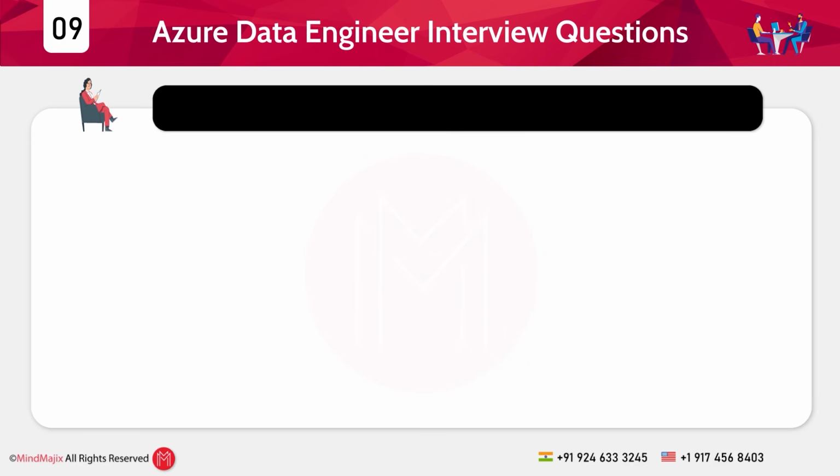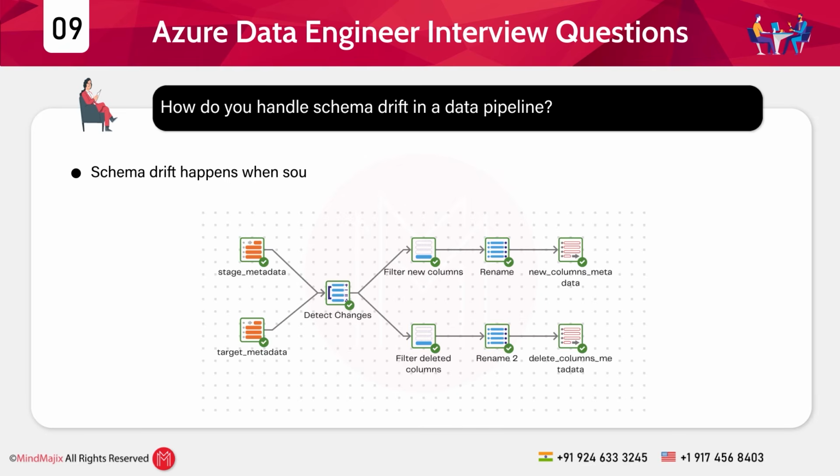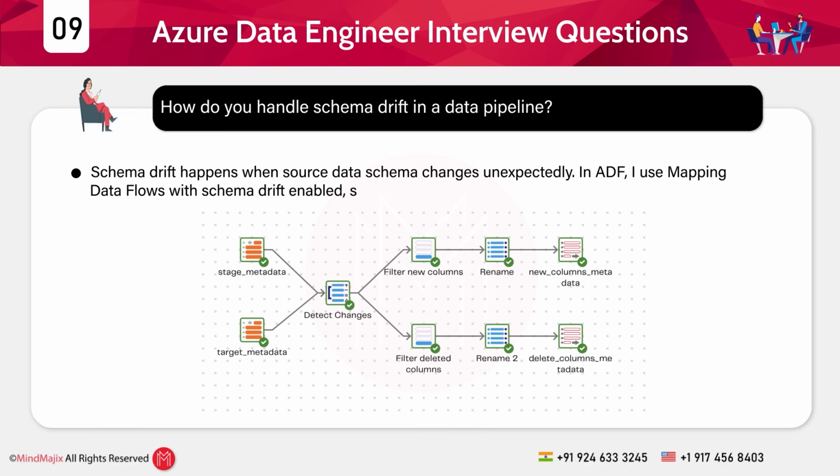The next question is, how do you handle schema drift in a data pipeline? So guys, schema drift happens when the source data schema changes unexpectedly. In Azure Data Factory, you can use mapping data flows with schema drift enabled so that the new columns are handled automatically. For example, if a new column discount is added in the sales dataset, the pipeline will still work without breaking.